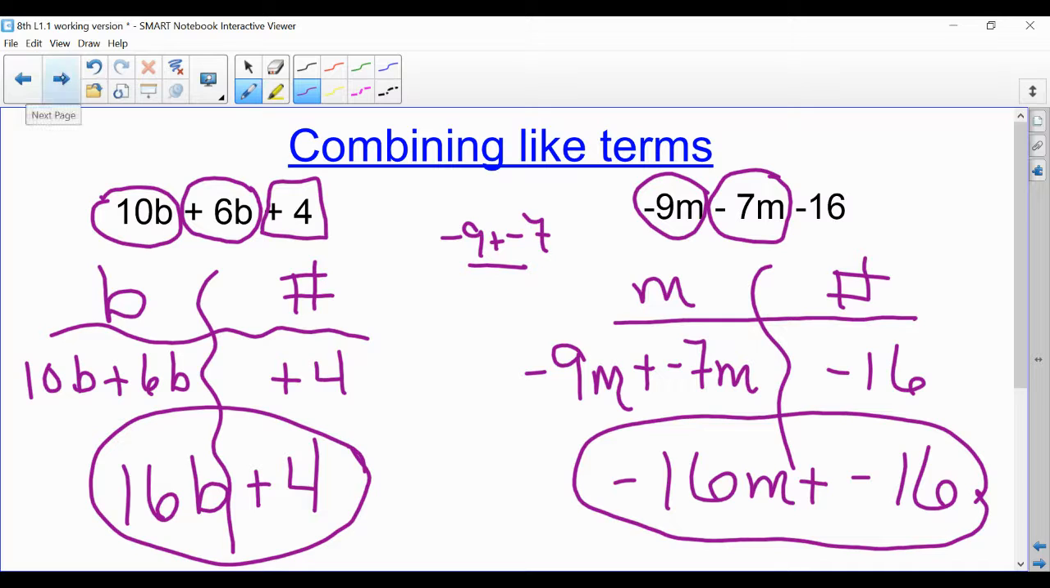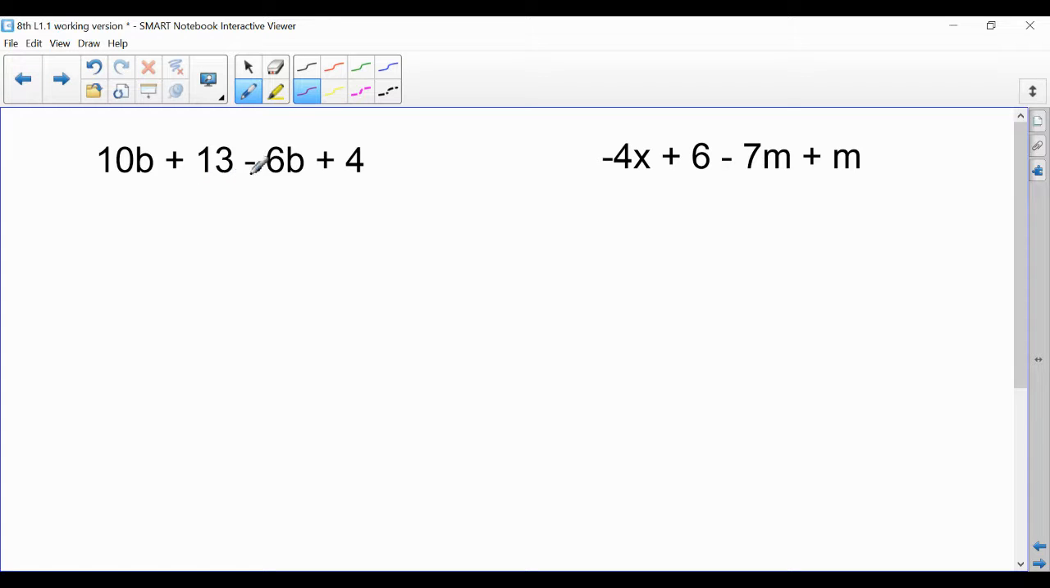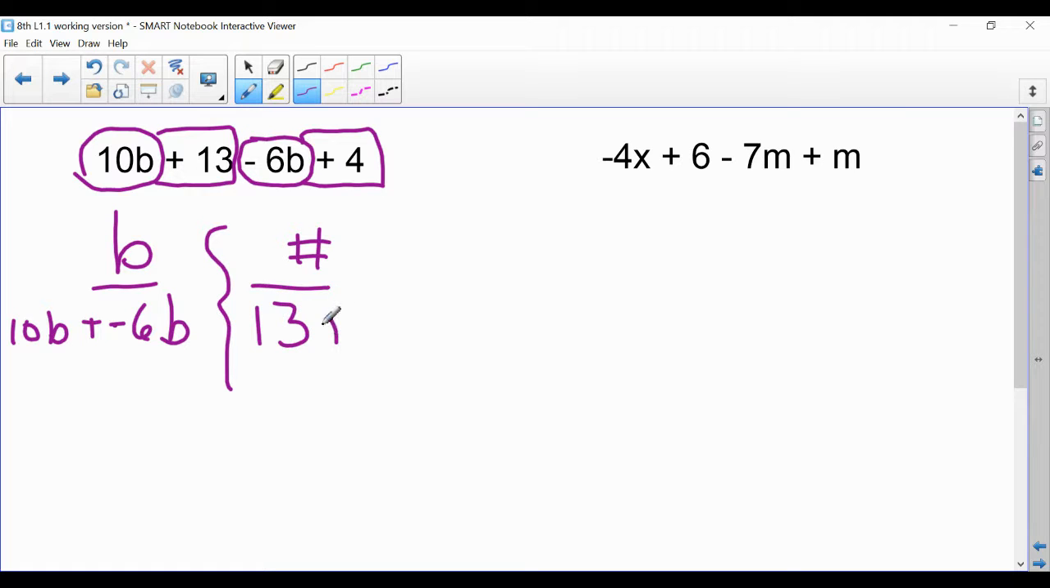Let's try a couple more examples. This one we have 10b plus 13 minus 6b plus 4. So I have b's and I have numbers. Here I have a 10b and here I have a negative 6b. So I have 10b plus a negative 6b. Here I have a plus 13 and a plus 4. So I have 13 plus 4.